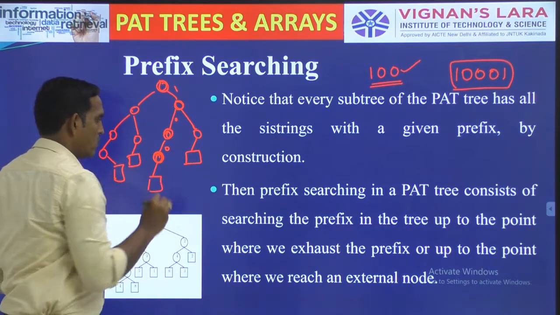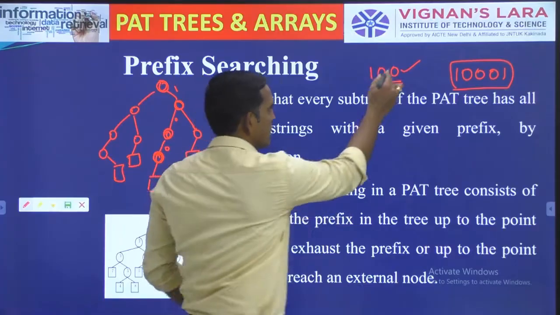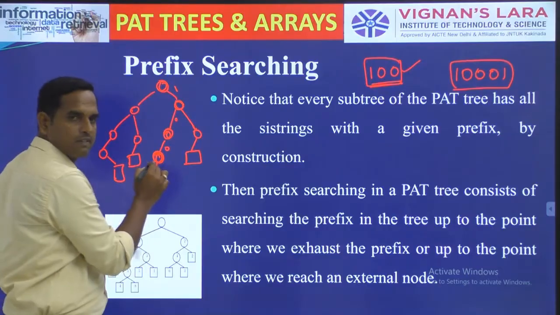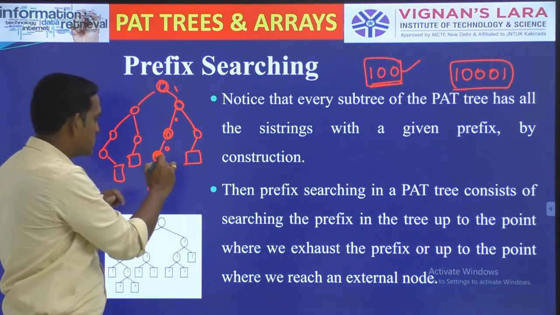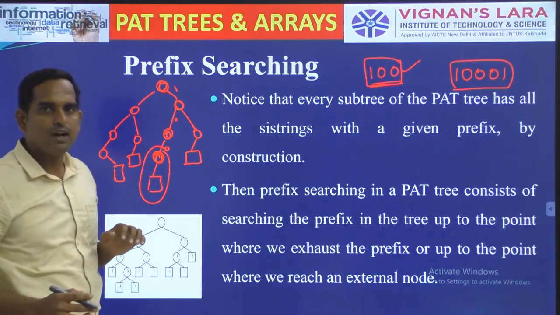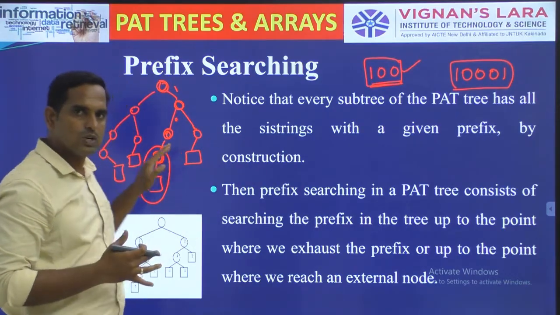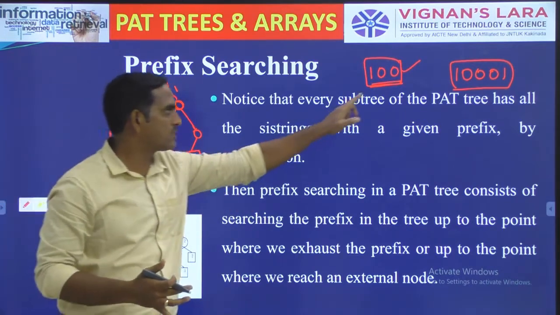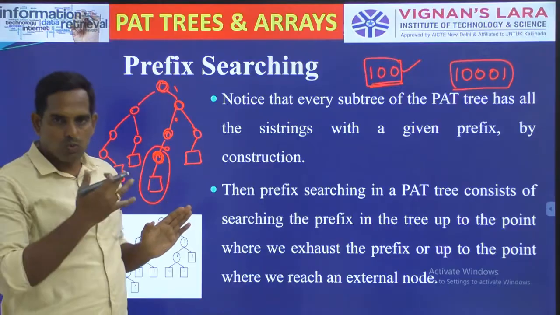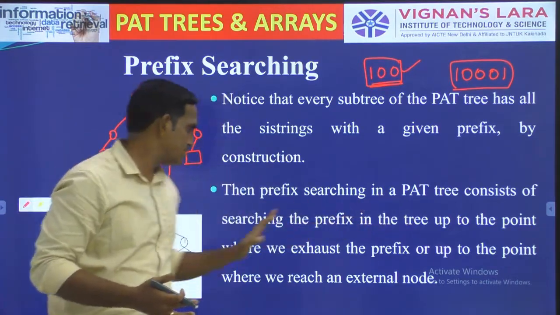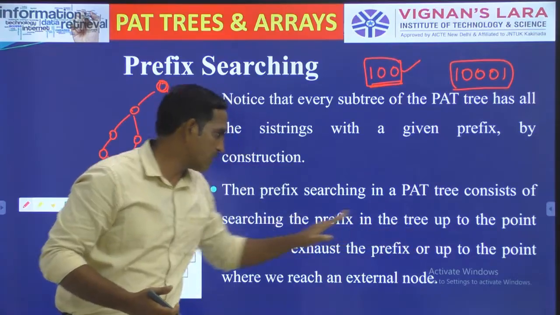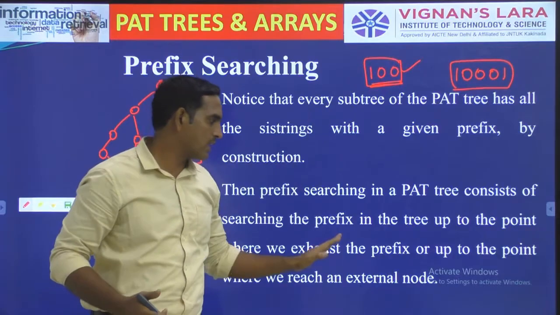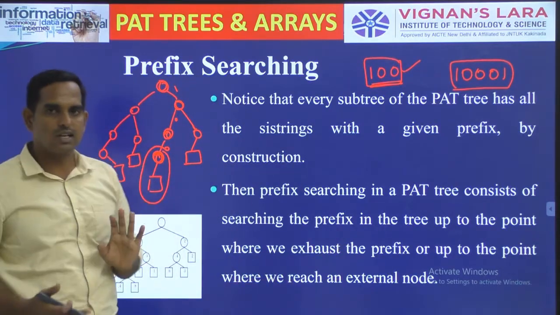Now my search string has been exhausted here. So this subtree will signify all the prefixes. This particular subtree will signify all the strings having the prefix 100. While you are performing prefix searching in a path tree, you have to search up to the point where you exhaust the prefix, or up to the point where you reach one external node.